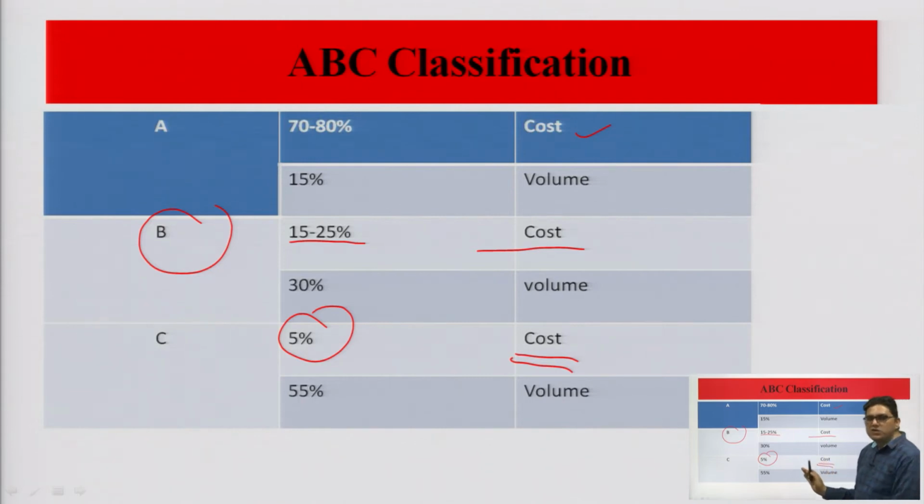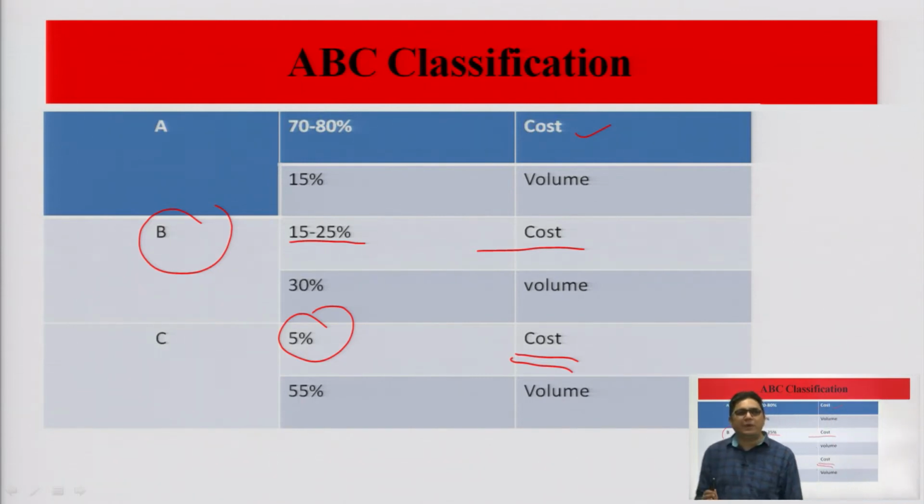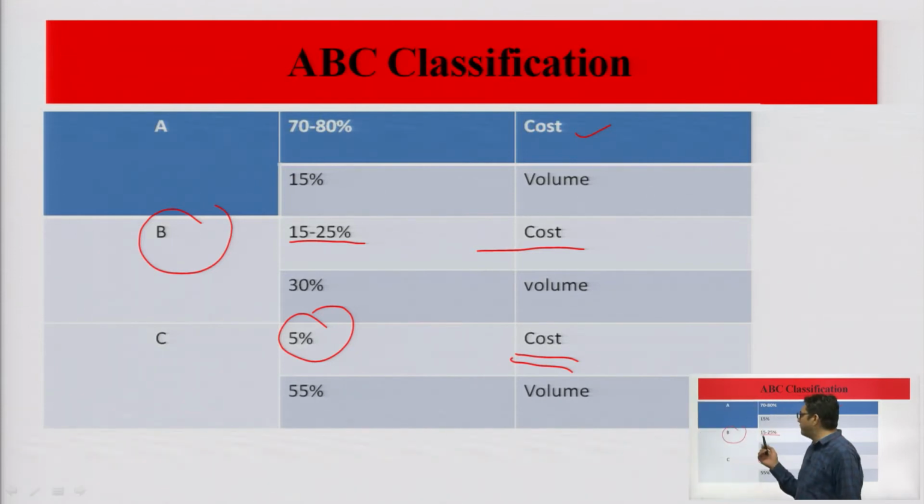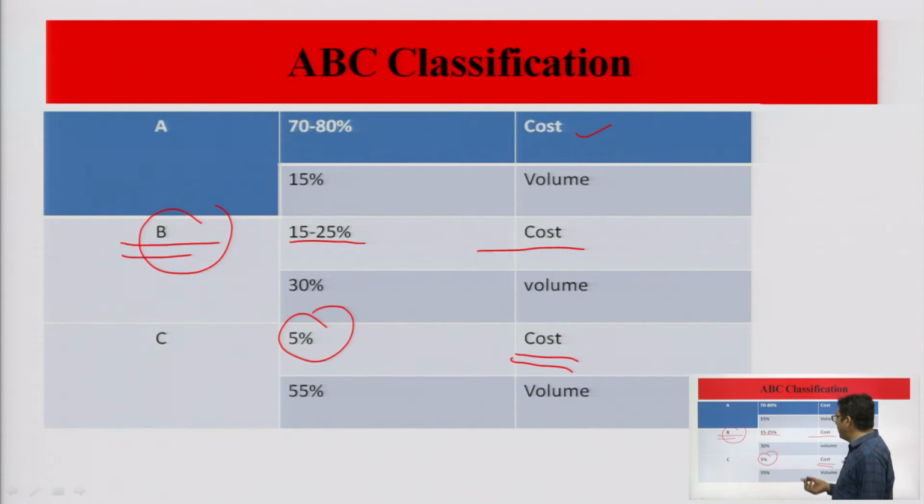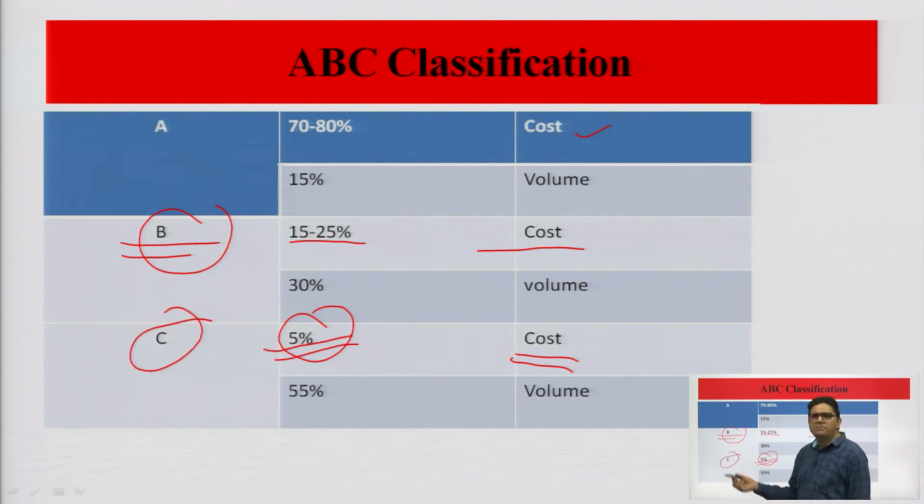So, this classification that I just explained is based on the overall cost that the items are covering. Those items which attribute to the larger portion of the overall cost of the inventory will be classified as item A. Those between 15% to 25% will be put into category B, and the third ones, around 5%, can be classified as item C.